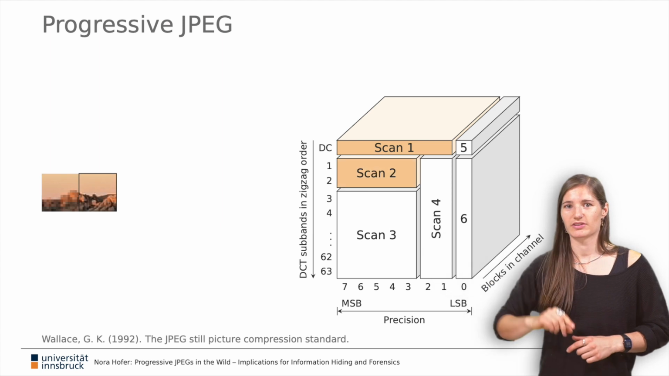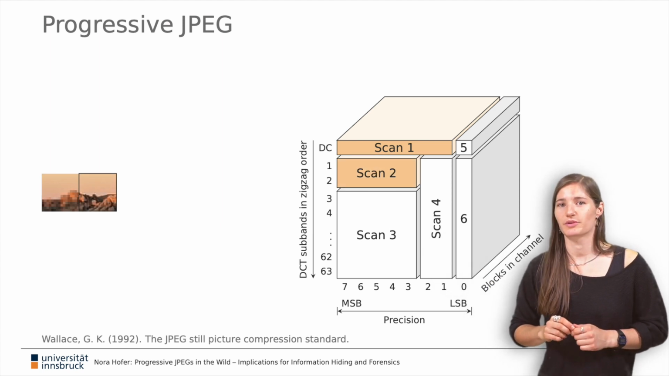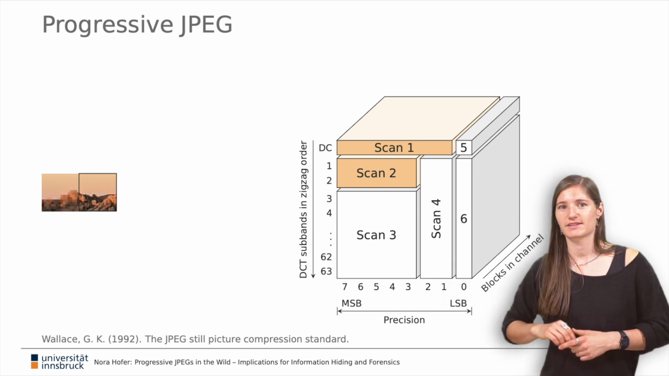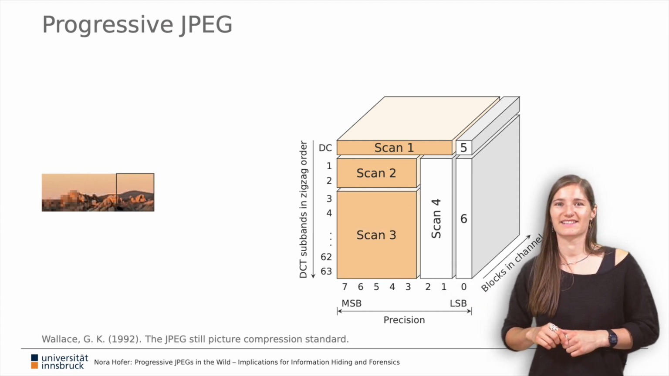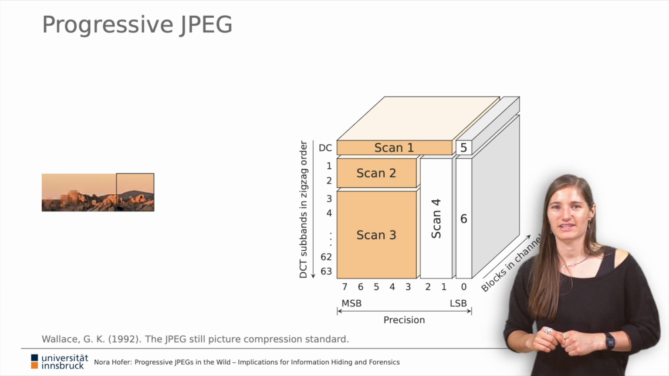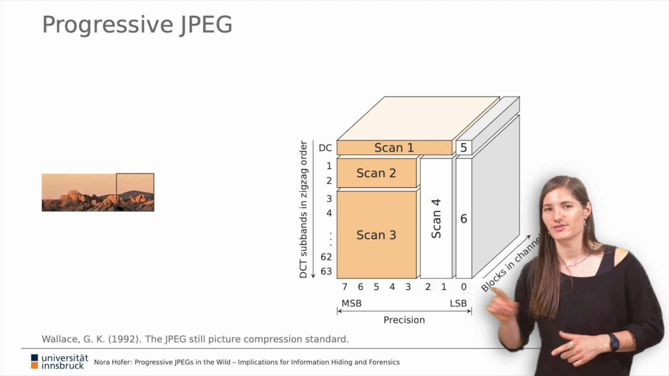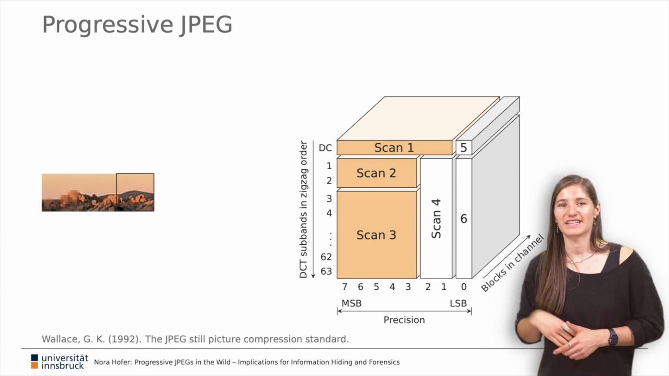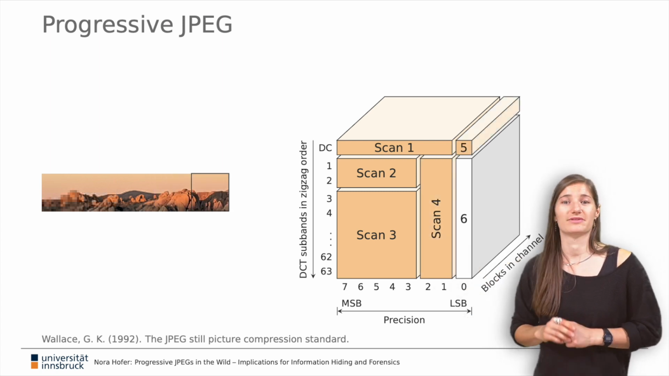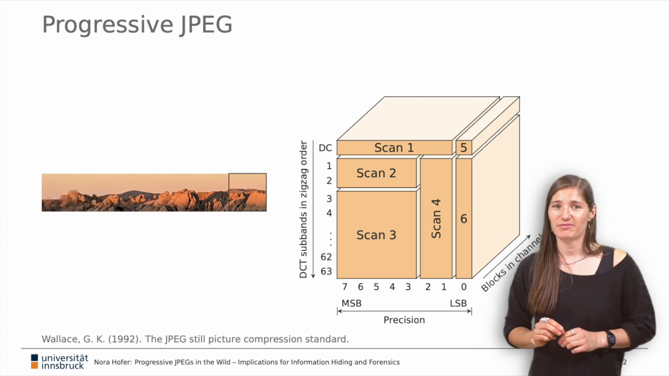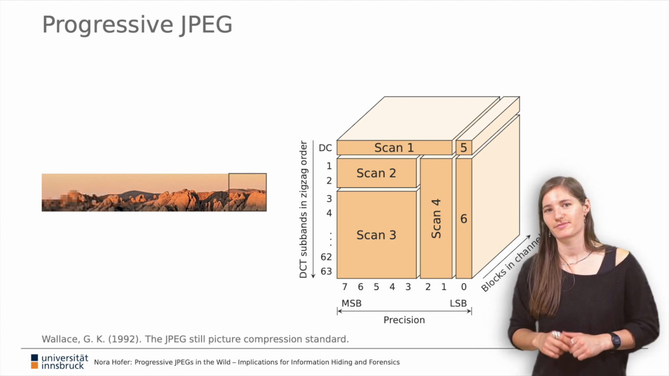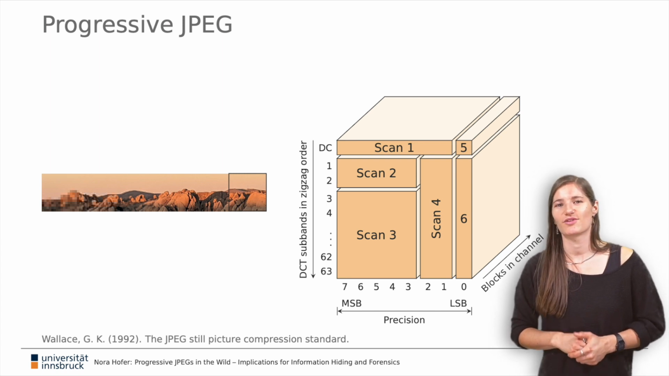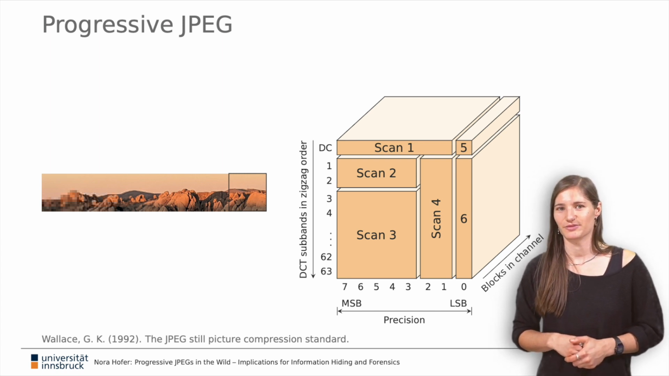Scan 2 contains the first 2 low frequency AC coefficient subbands without the 3 LSBs. Scan 3 contains also the high frequency coefficients, again without the 3 lowest bits. You probably get the idea already. After all scans are received, the transmitted information is the same as if it had been sent sequentially. The progressive mode exists since the first version of the standard from 1992.